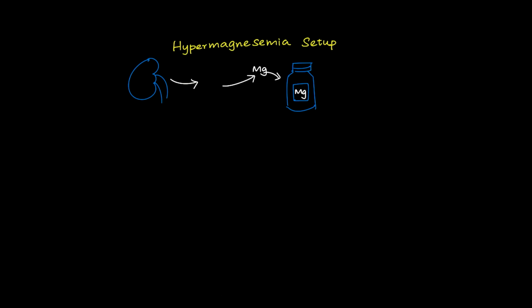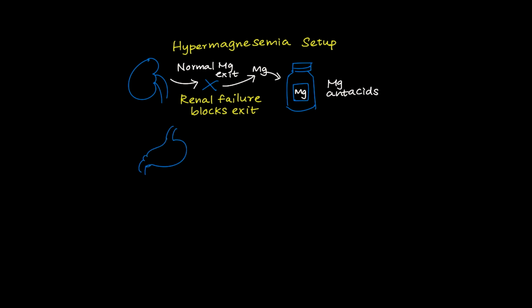This patient has two problems colliding. Her kidneys cannot dump magnesium normally, and someone keeps giving her magnesium-containing antacids. The kidneys are the main exit route for magnesium. In healthy people, extra magnesium from food or medicine gets filtered out through urine without a second thought. In advanced renal failure, that exit door is stuck shut.